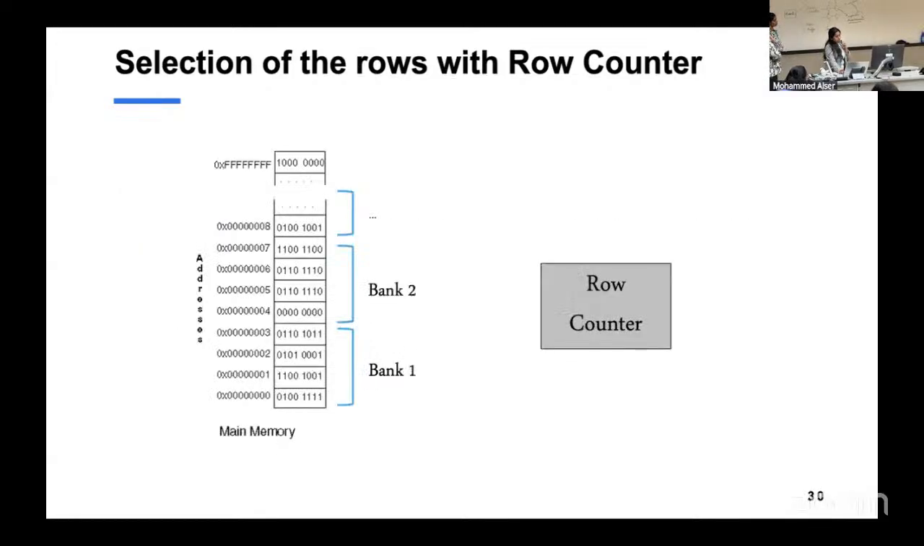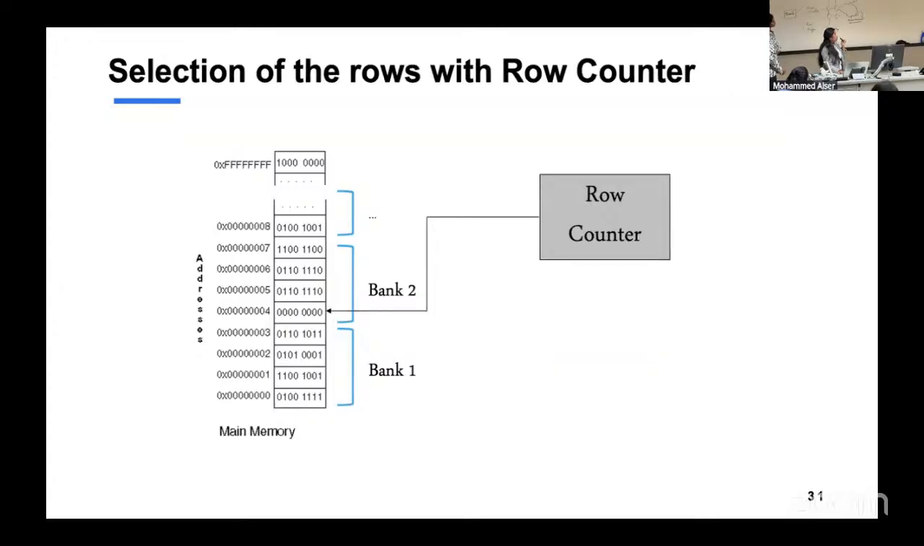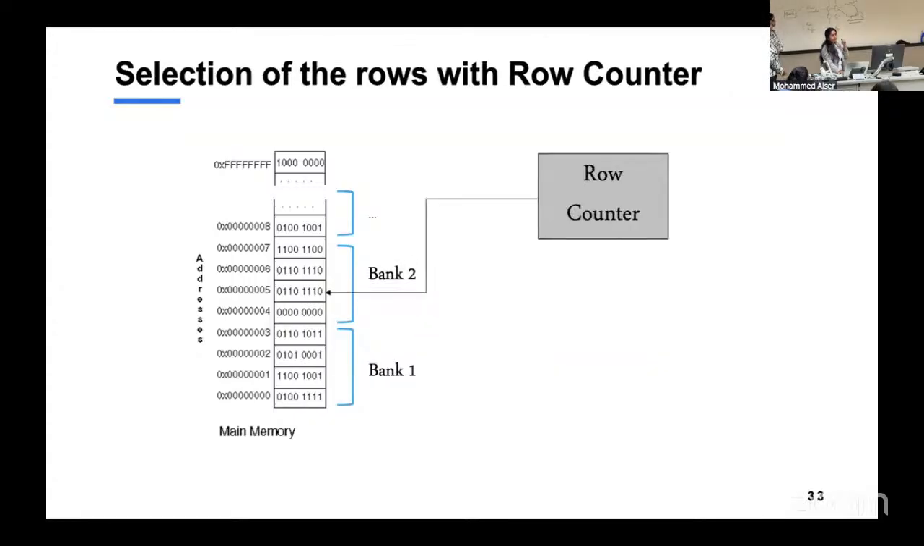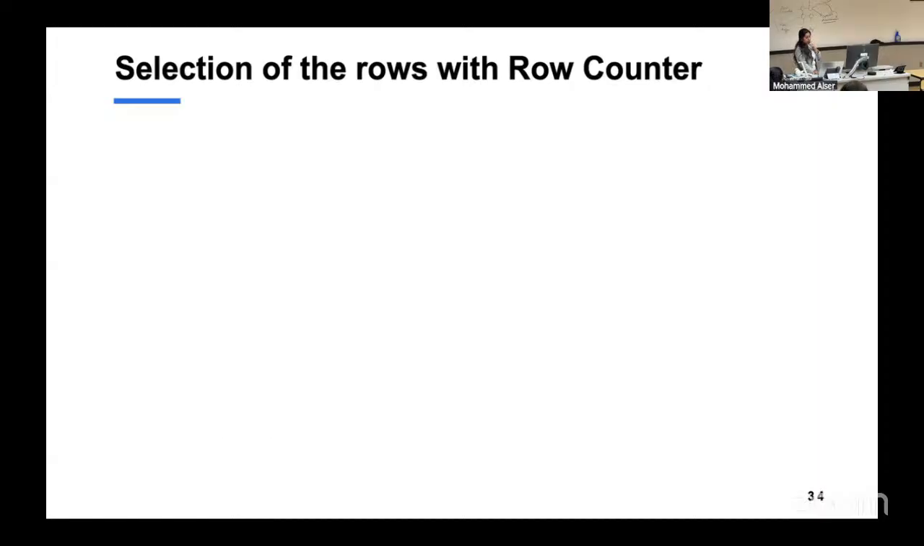As you can see in this picture, we have a main memory controller and the addresses. There are two banks, bank 1 and bank 2, and here we have a row counter. Initially it will check the first row of bank 1, then the first row of bank 2, then the second row of bank 1, and the second row of bank 2. This is how the row counter selects the addresses in the main memory.